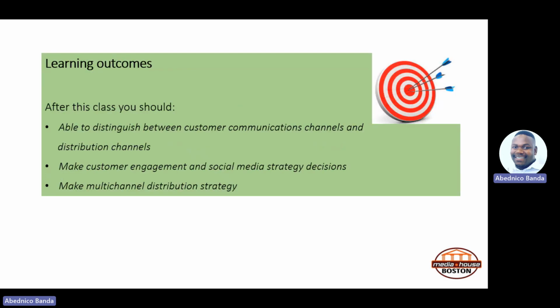So we continue with the outcomes for lesson 55 to lesson 67, whereby we continue looking at the options and the decisions for strategy formulation. So at the end of this session, you should be able to distinguish between customer communication channels and distribution channels. You need to be able to make customer engagement and social media strategy decisions. And lastly, you need to know multi-channel distribution strategy.